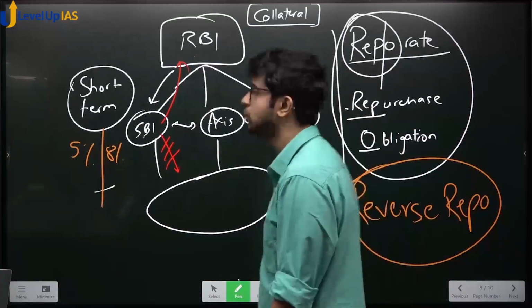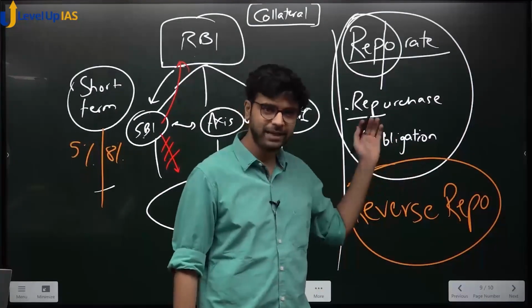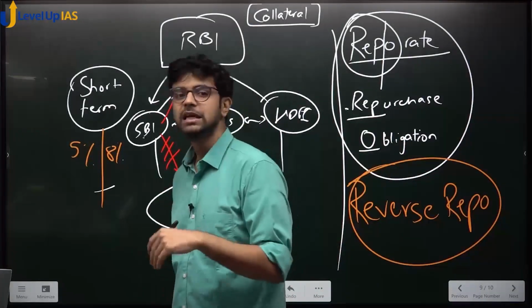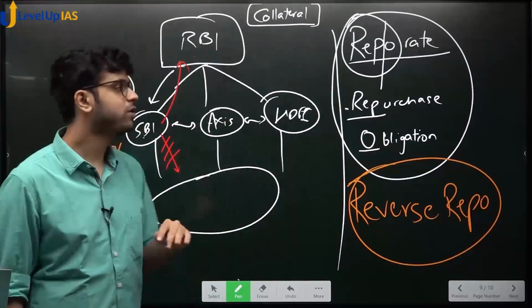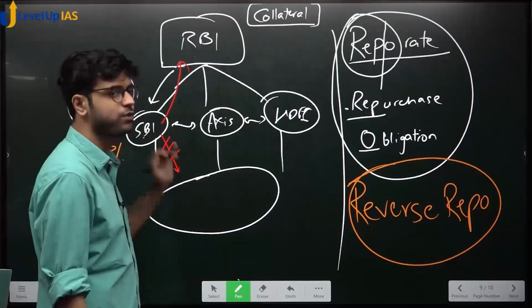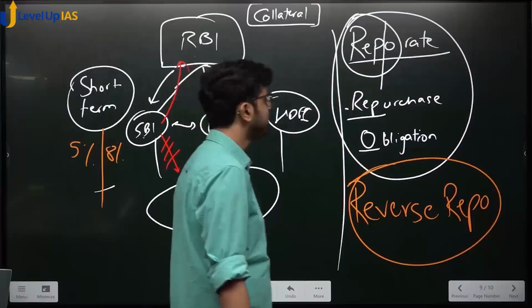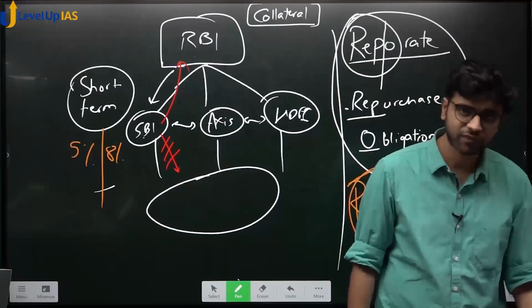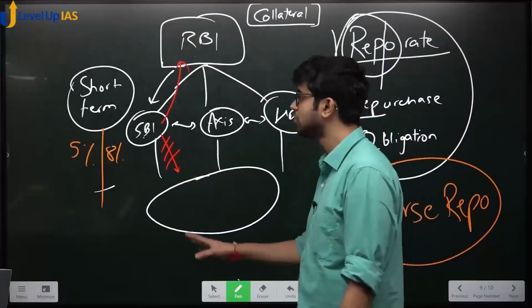ठीक है? So these two are not opposite. Please bear in mind the actions are not opposite always. Think logically. If RBI wants to increase money supply, RBI wants to reduce money supply. Right? Did you understand what is repo rate? Did you understand what is reverse repo rate? Did you understand what is all this?